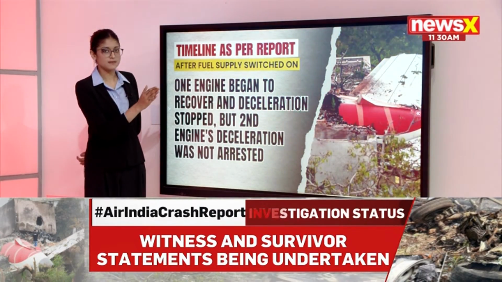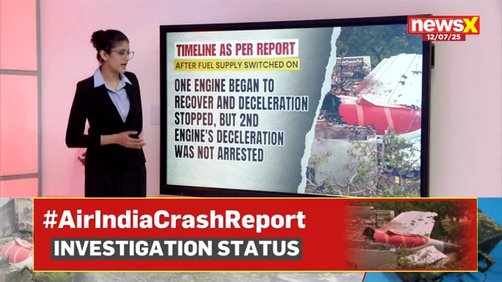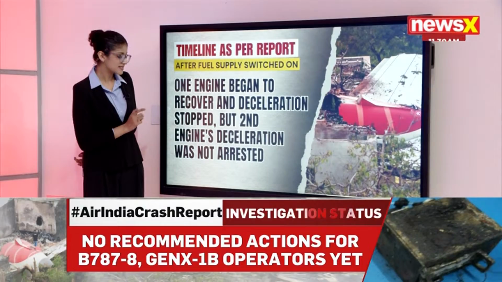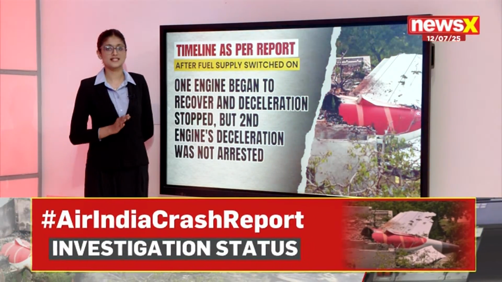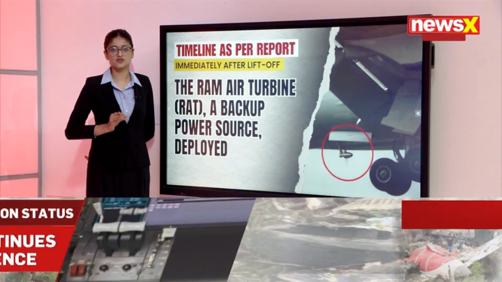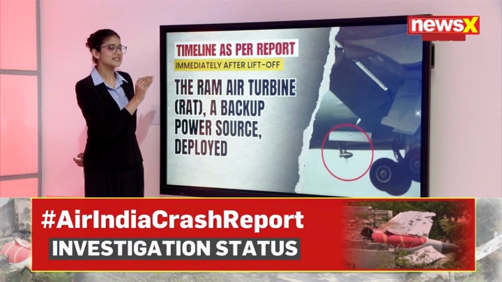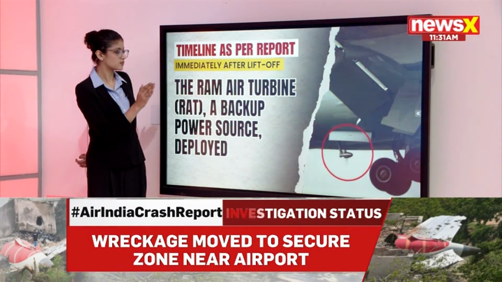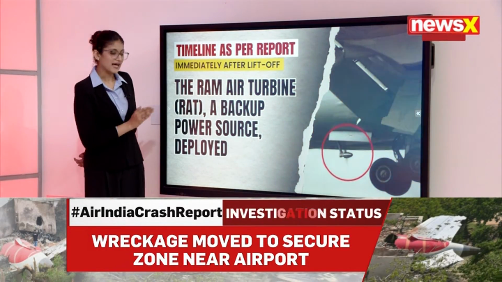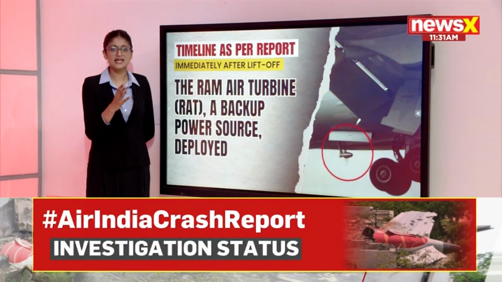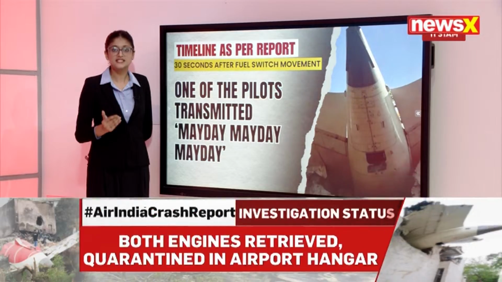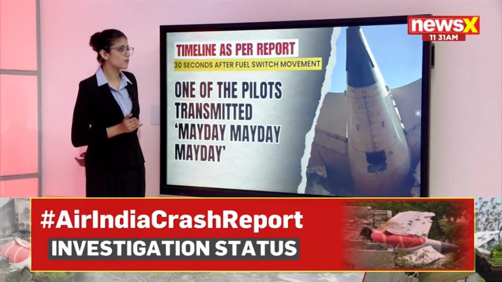Now, after the fuel supply has been switched on again by the pilots, of course, one engine began to recover and deceleration stopped, but the second engine's deceleration was not arrested. So, while one of the engines was able to recover, the second engine was not able to do so. Now, immediately after liftoff, also as per the report, we are learning that the RAM air turbine, which is the RAT system, a backup power source, was deployed. So, as soon as the fuel supply to these engines has been cut off, the RAT system is immediately deployed in order to provide more power.